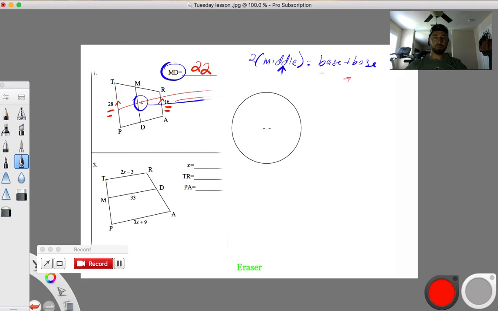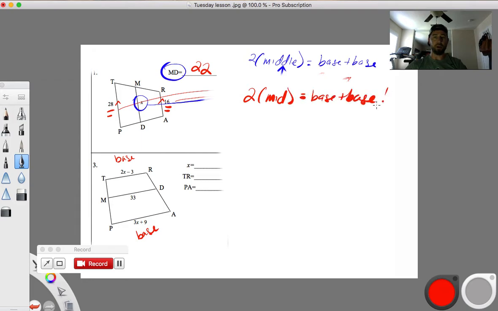So, yeah, pen. Now let's drop down here. If you want to identify what's what, well look, this guy up top's a base. This guy down here's a base. Okay, and this is a mid-segment. He's in the middle, right? So given our formula, 2 times middle equals base plus base, and that's what we're always going to go to here.